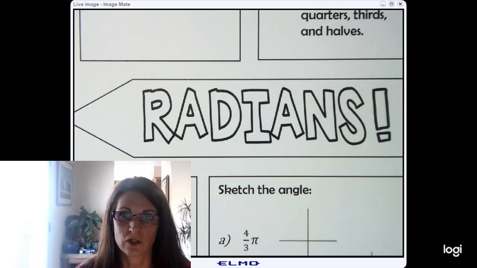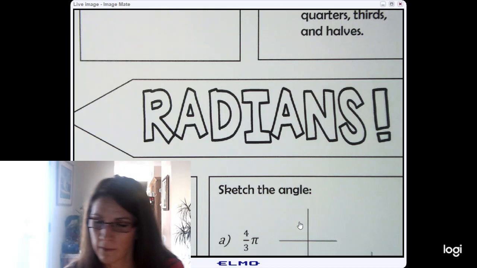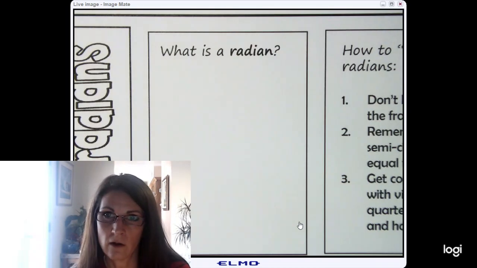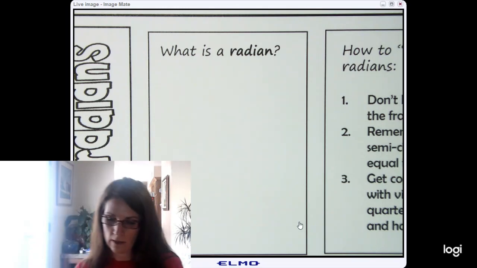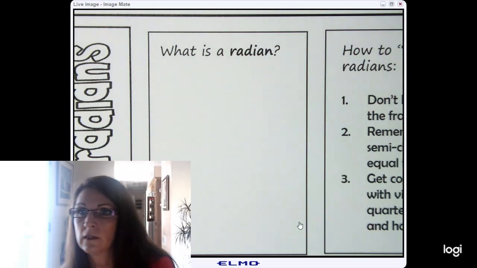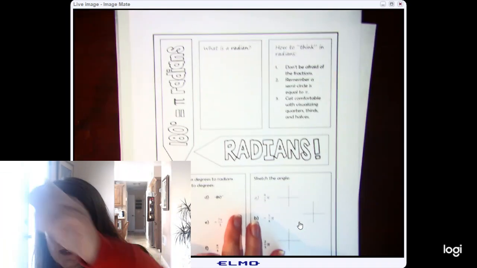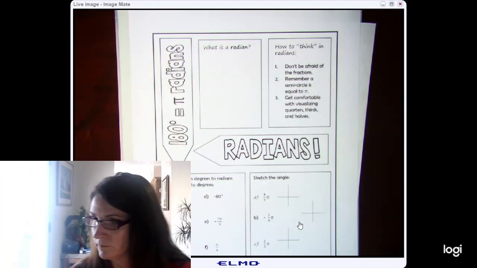Let me change screens here so I can see what I'm doing. Let's start with, if you haven't printed this out, go ahead and hit pause, grab it. It will be in today's lesson. Let me zoom out so you can see what it looks like. Radians.